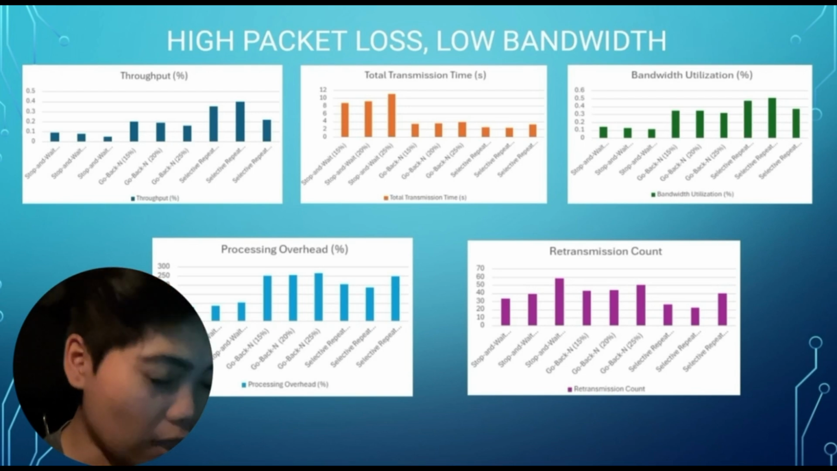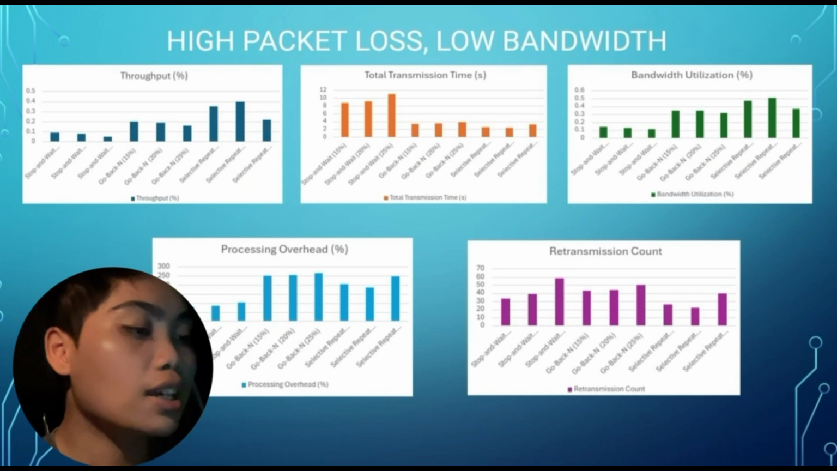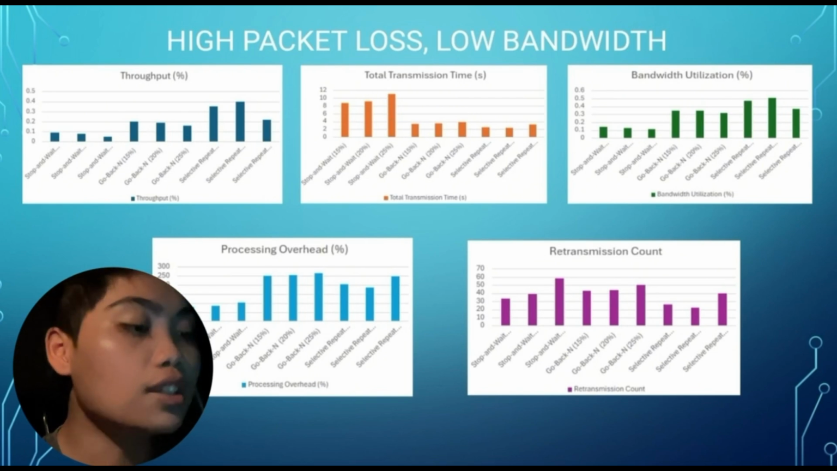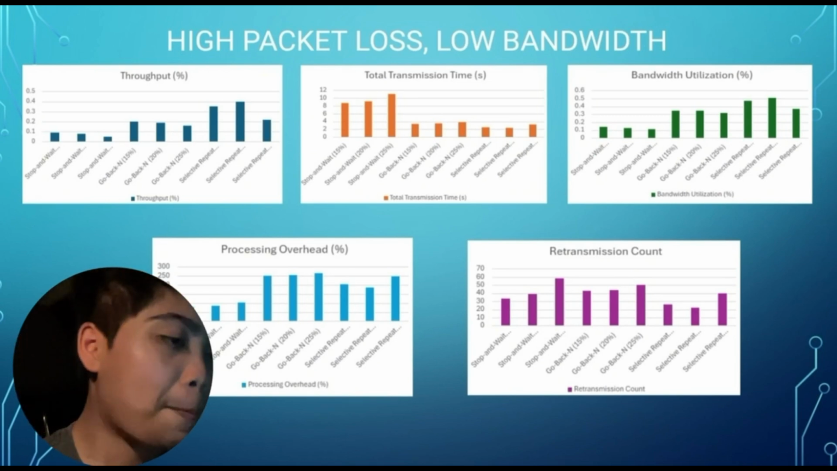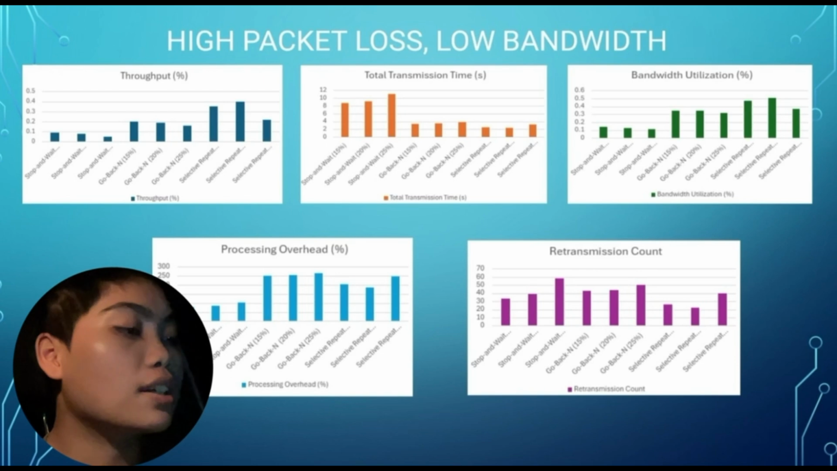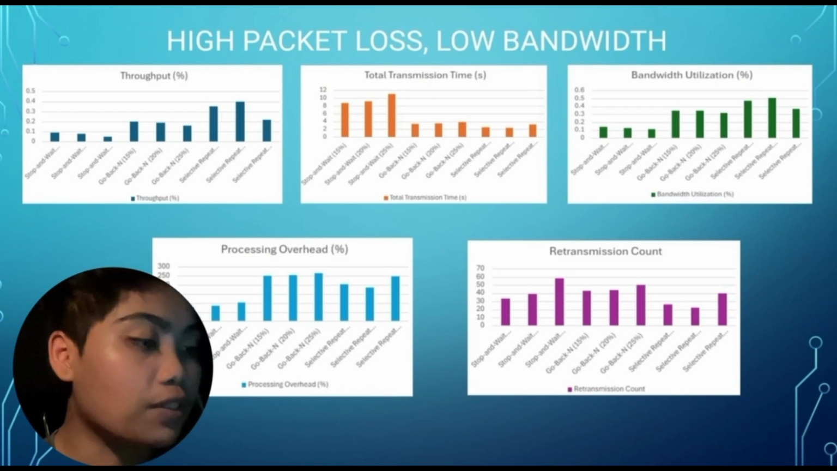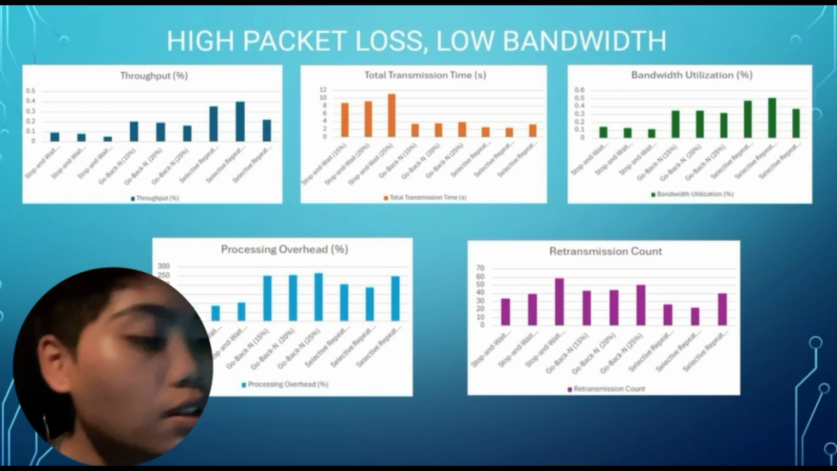So in conclusion, even though stop and wait is simple and lightweight, it doesn't hold up under high packet loss. Go back N is a step up, but it's still not very efficient when packet loss is high. Selective repeat clearly stands out as the best choice as it gives the best throughput, fastest delivery, uses bandwidth well, and keeps the retransmission low.